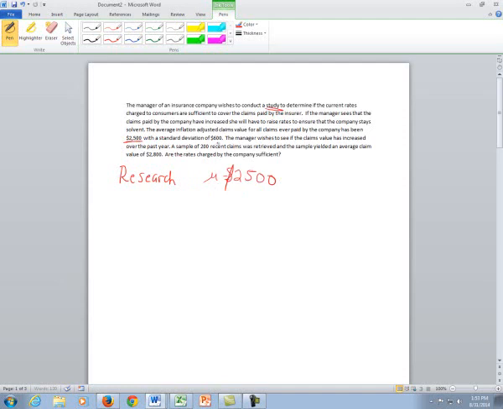Let's keep reading. With a standard deviation of $600. Okay, this 600 pertains to the population. That means it is sigma. It is $600.